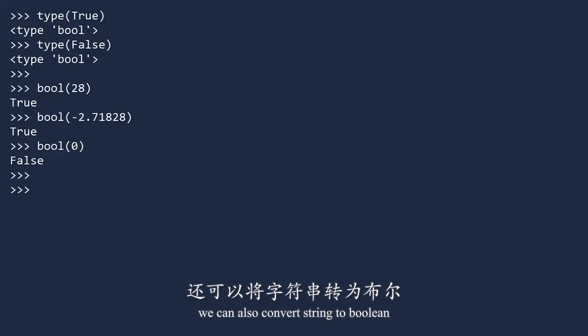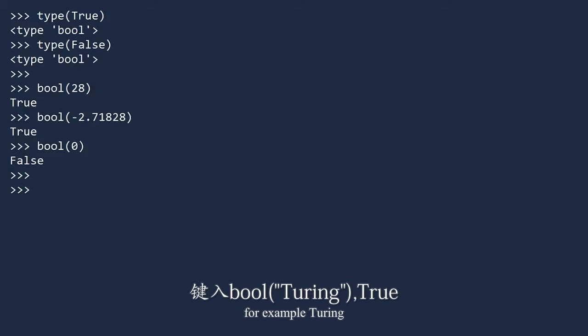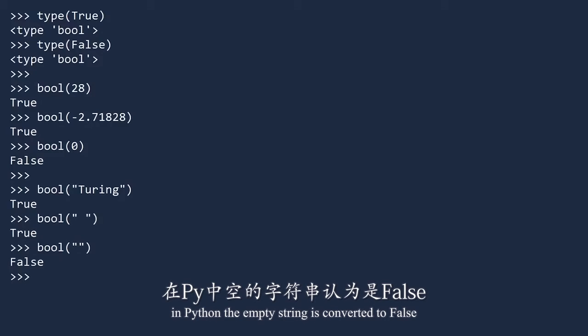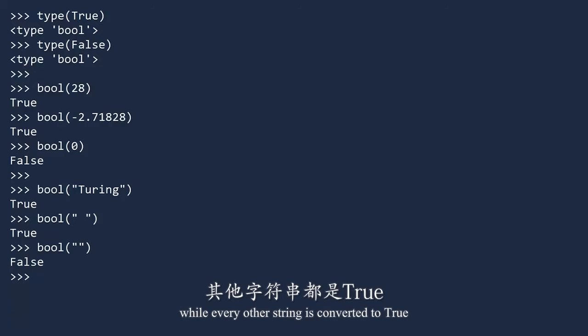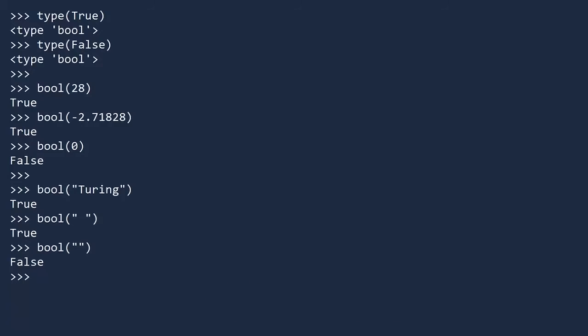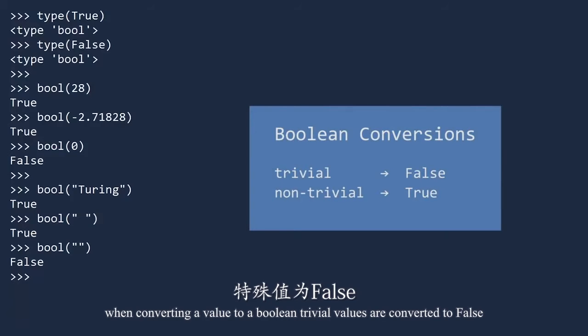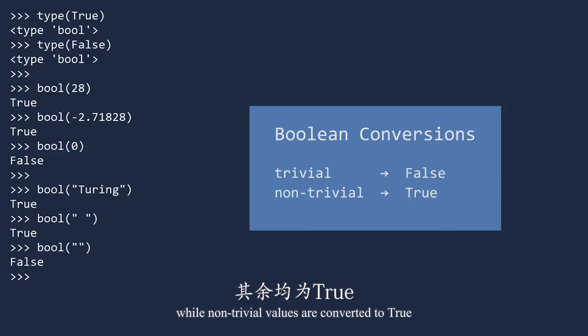We can also convert strings to Booleans. For example, Turing, a space, and the empty string. In Python, the empty string is converted to False, while every other string is converted to True. This is a general principle in Python. When converting a value to a Boolean, trivial values are converted to False, while non-trivial values are converted to True.